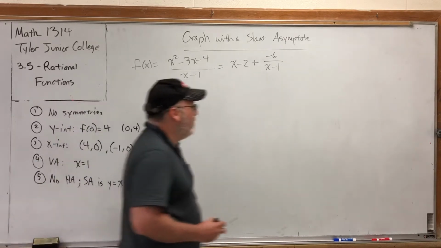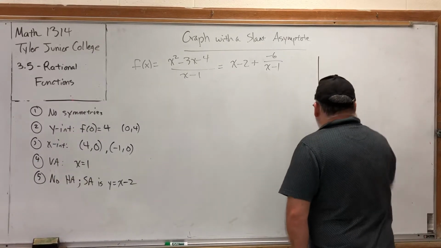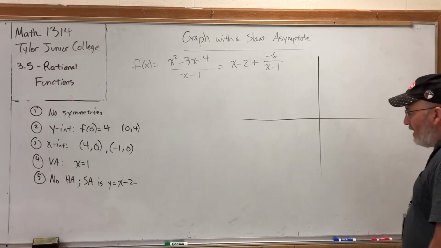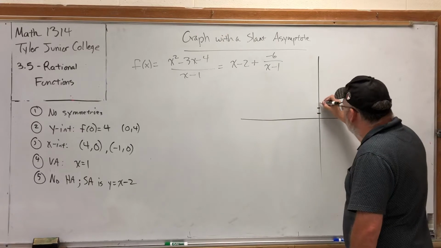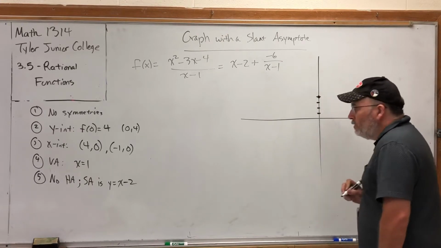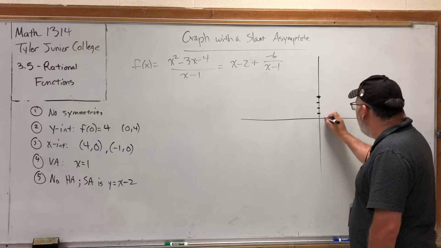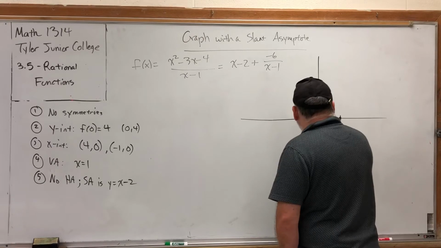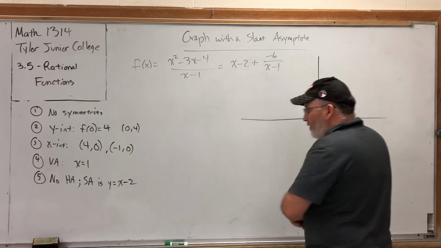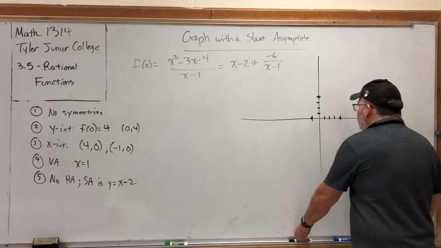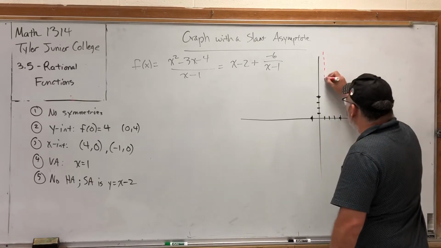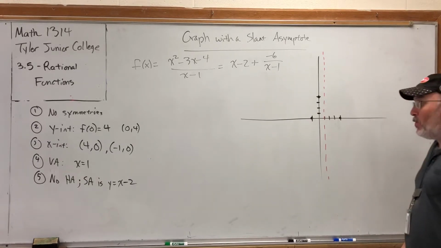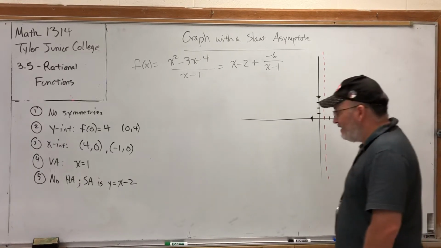Speaking of graphing, let's graph everything we have, because our next step is to go get other points, so we need evidence where we have none. We have a y-intercept at 4, so 1, 2, 3, 4. We have two x-intercepts, 1 at 4 and 1 at -1. We have a vertical asymptote at x equals 1. We have no horizontal asymptote, but we have a slant asymptote at y equals x minus 2.